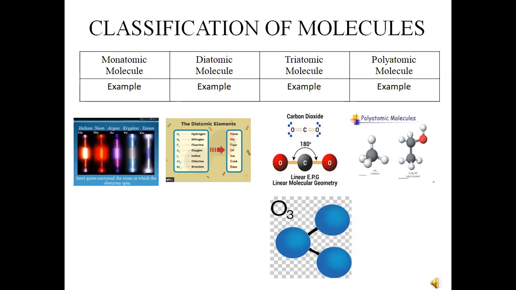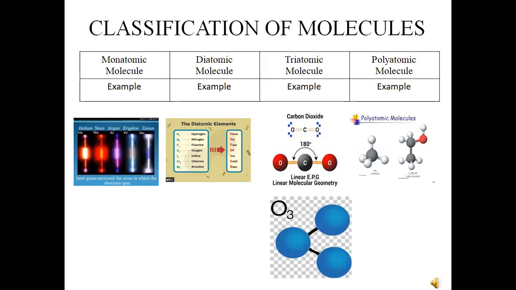Second one, diatomic molecule. A molecule which contains two atoms is called a diatomic molecule. Third one, triatomic molecule. A molecule containing three atoms is called a triatomic molecule. And last one, polyatomic: a molecule containing more than three atoms is known as a polyatomic molecule. Let's see one by one.